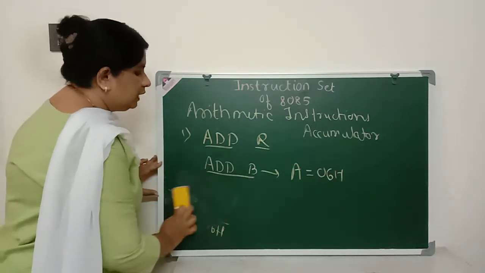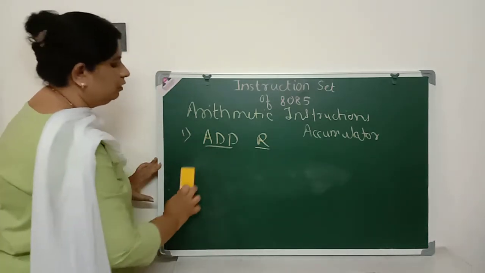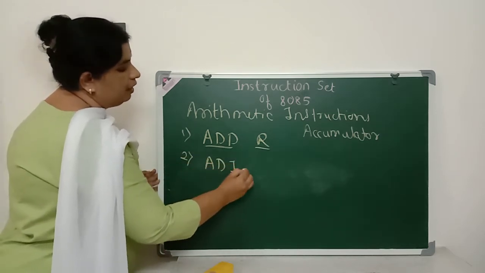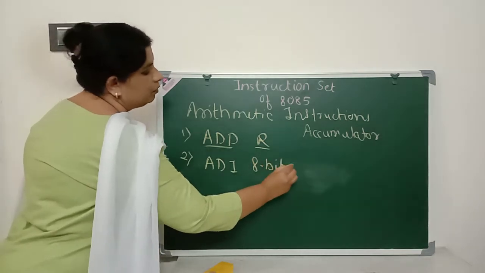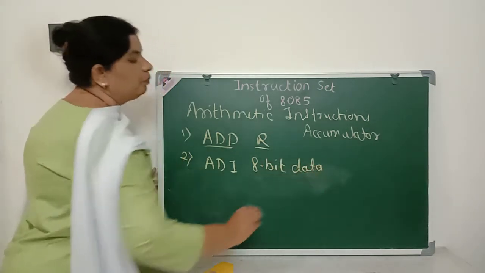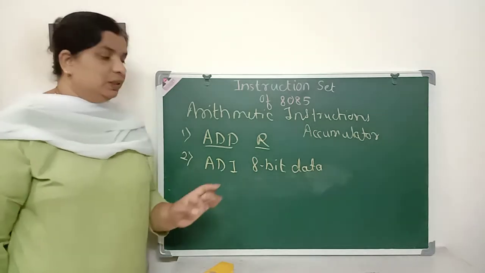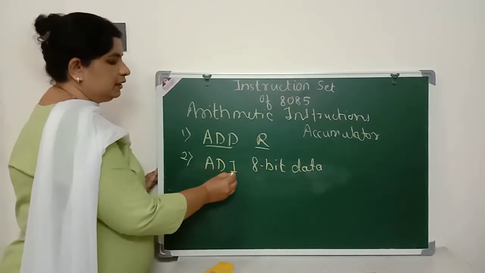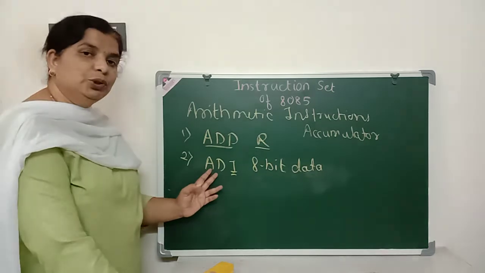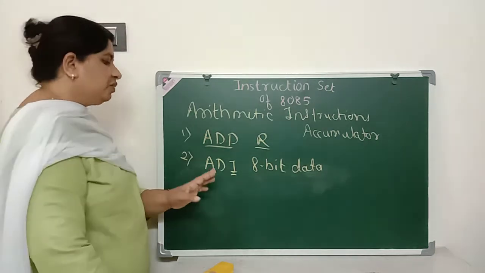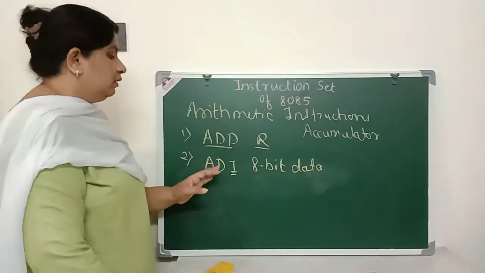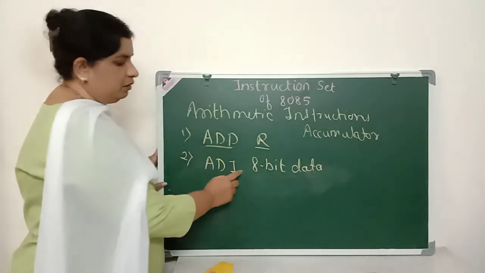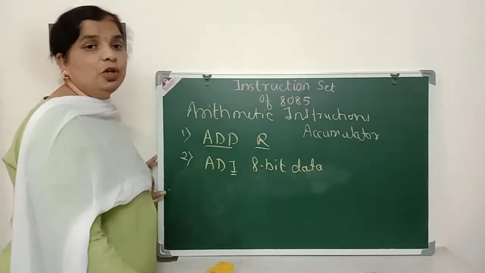Okay. Now the next standard format we'll see here is ADI 8-bit data. In the last video I gave you the hint that whenever an instruction contains I, it indicates that the instruction is going to consist of an immediate number. So ADI 8-bit data means add the immediate number which is specified in the instruction with the contents of accumulator.